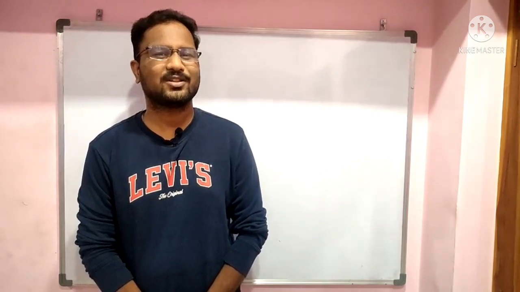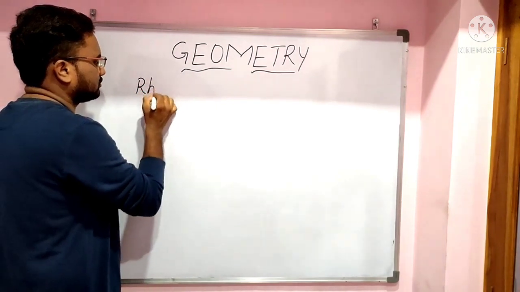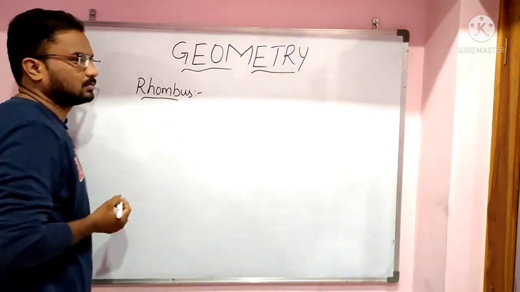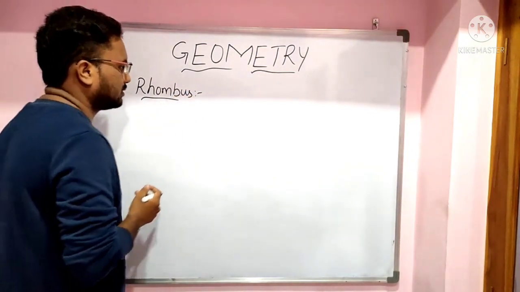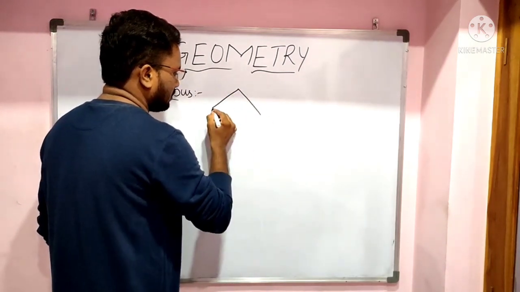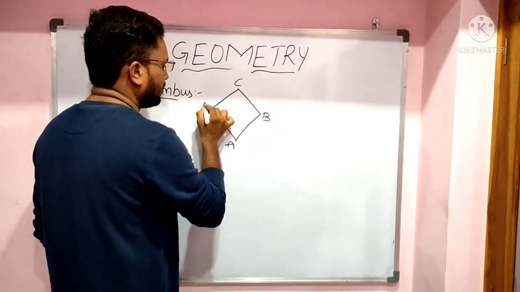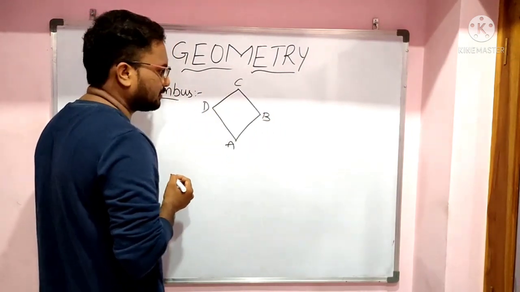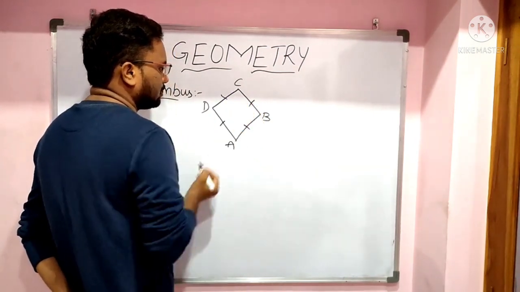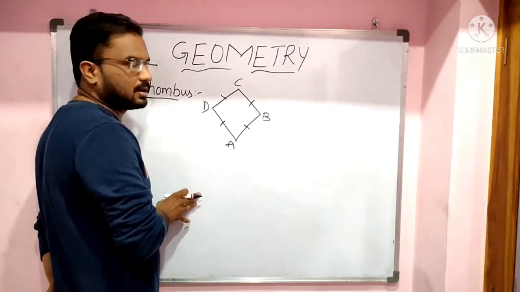So without wasting much time, let's get into our topic. Rhombus. So what is a rhombus? In a quadrilateral, if all sides are equal, then it is called a rhombus. That means in a parallelogram, if all sides are equal, then it is called a rhombus.